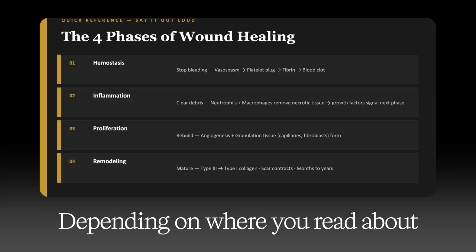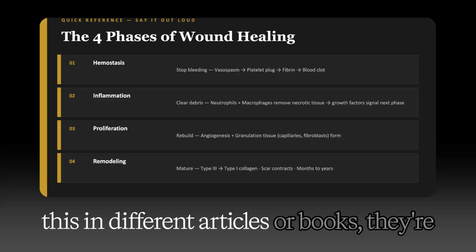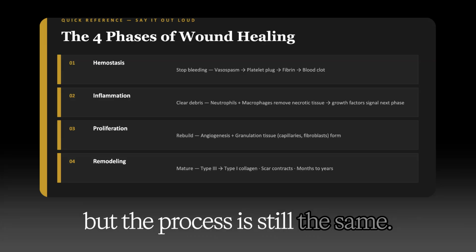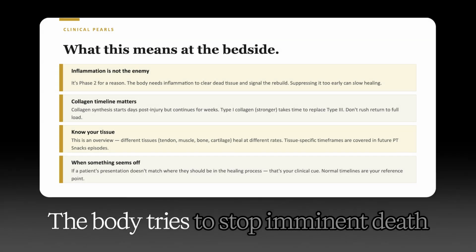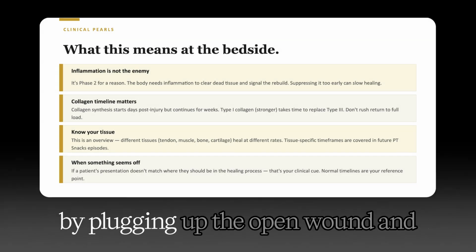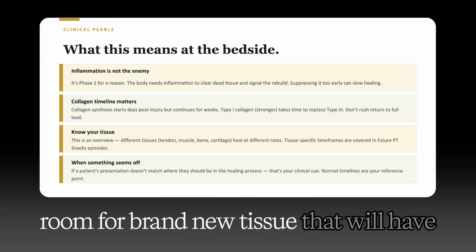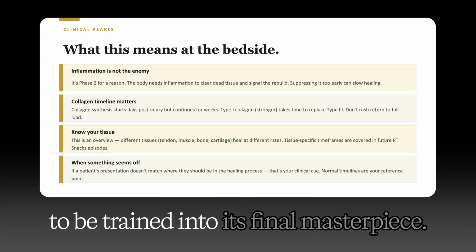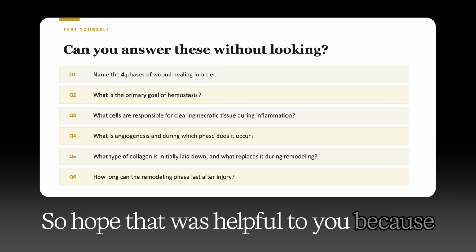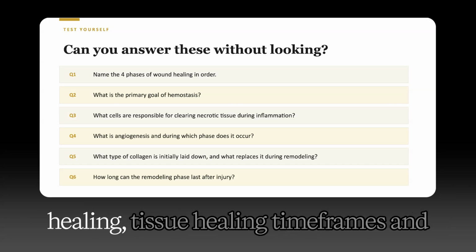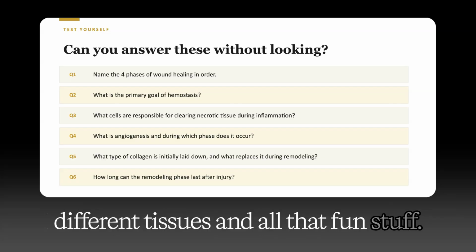Depending on where you read about this in different articles or books, they're going to group them slightly differently, but the process is still the same. The body tries to stop imminent death by plugging up the open wound and clearing out the damaged tissue to make room for brand new tissue that will have to be trained into its final masterpiece. So, hope that was helpful to you, because this is going to be a foundation for building on with things that can go wrong with healing, tissue healing timeframes and different tissues, and all that fun stuff.